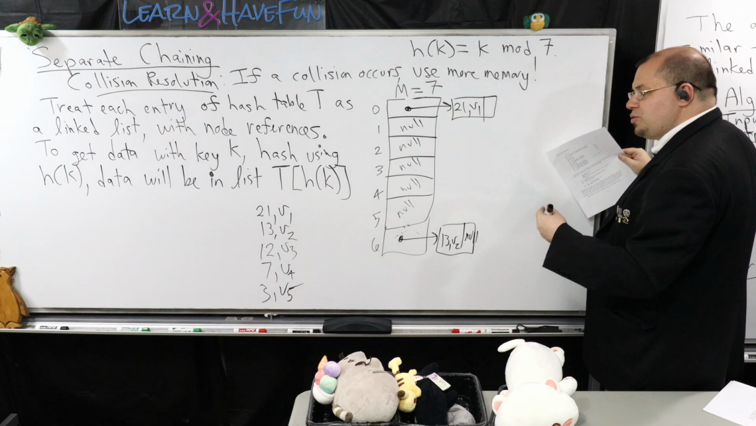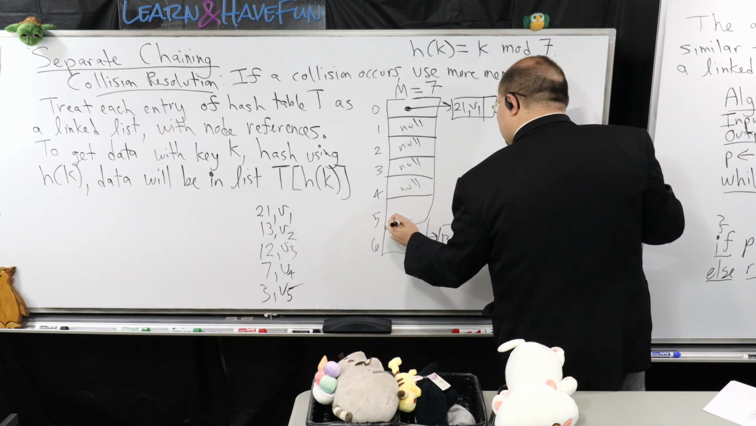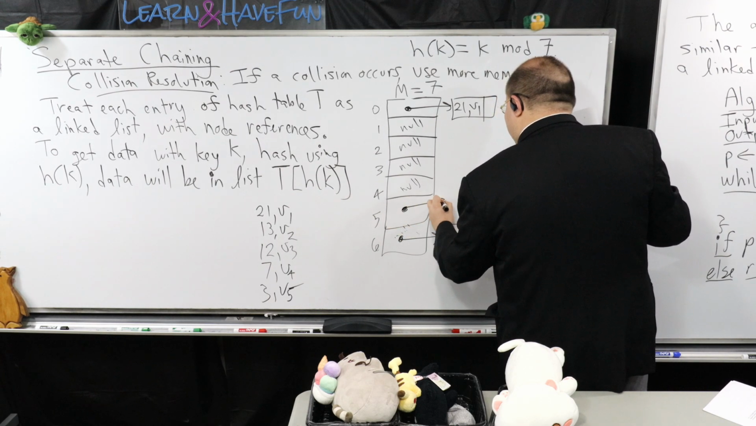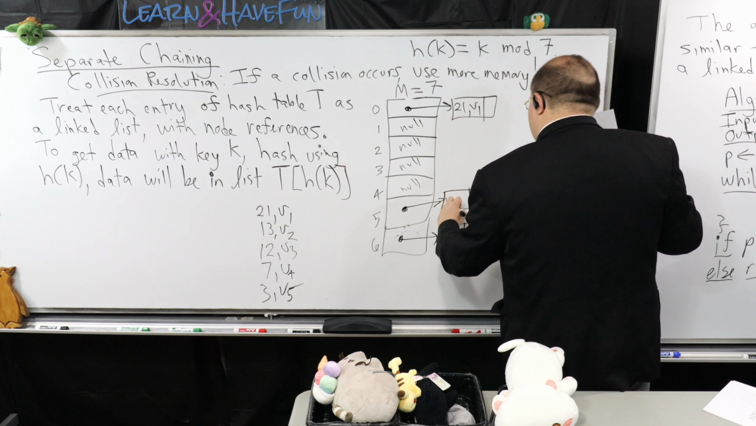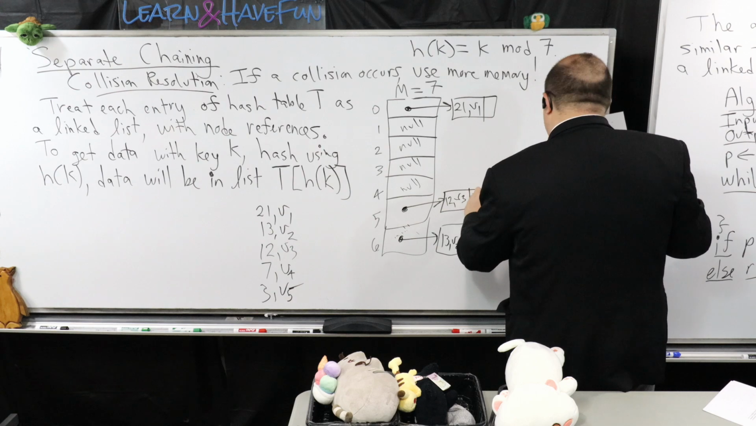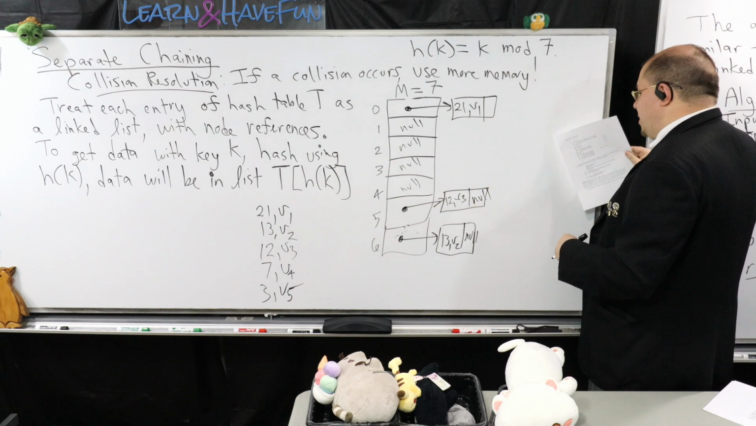Now we got 12. Well, 12 is one less than 13, so you know it's going to go right here. So I create a new node. I put in 12 v3. Null. And then next we got 7.